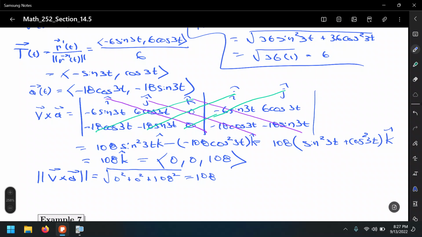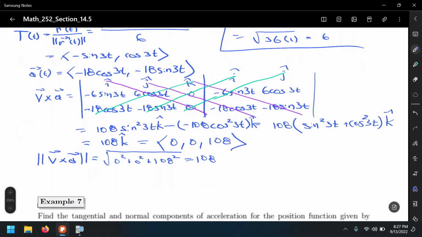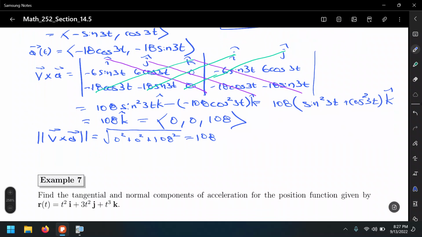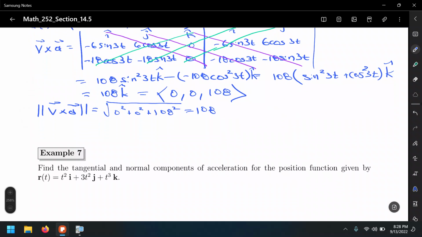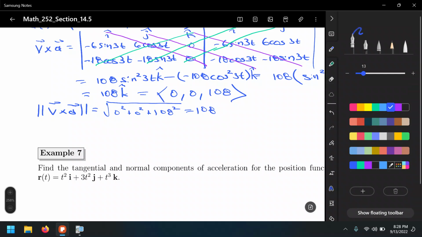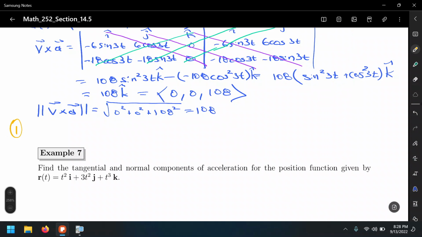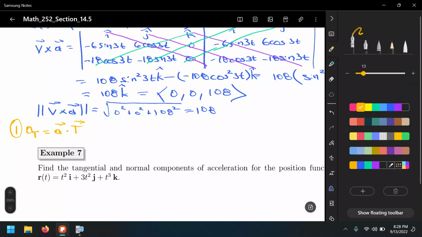So let's see what we have so far. Oh yes, I didn't update my file. I wish I did it. Anyway, I'm going to do it for the next example. So far, actually we have everything for number 1: the tangential component of the acceleration, which is the dot product between the acceleration vector and the tangential vector. Let's write them down one at a time.